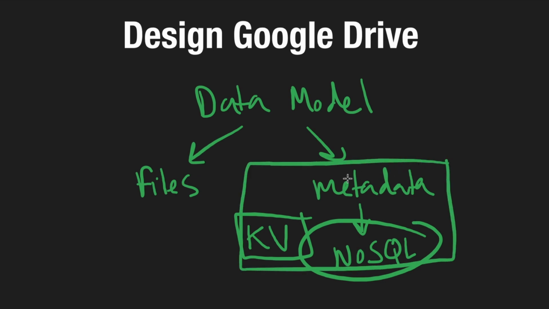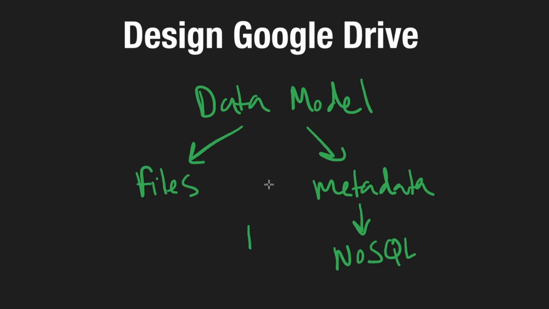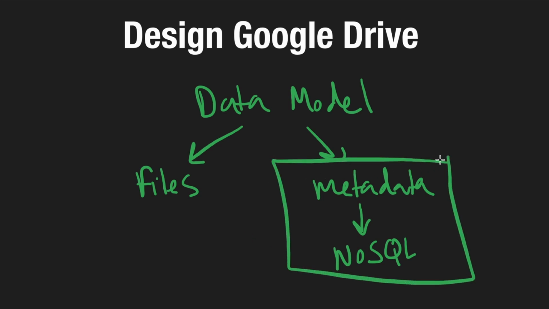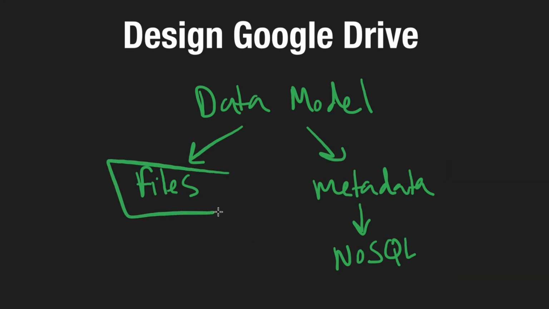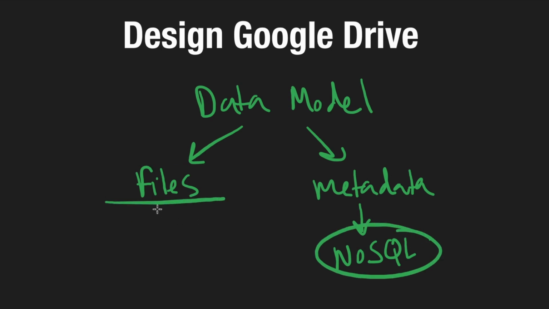We know we're going to be storing massive amounts of data, and that massive amount of data is probably not going to be stored here. It's not going to be the metadata. It's going to be the files themselves. So how do we want to store these files? We're probably not going to be using a regular database, but we do need this data to be persistent.